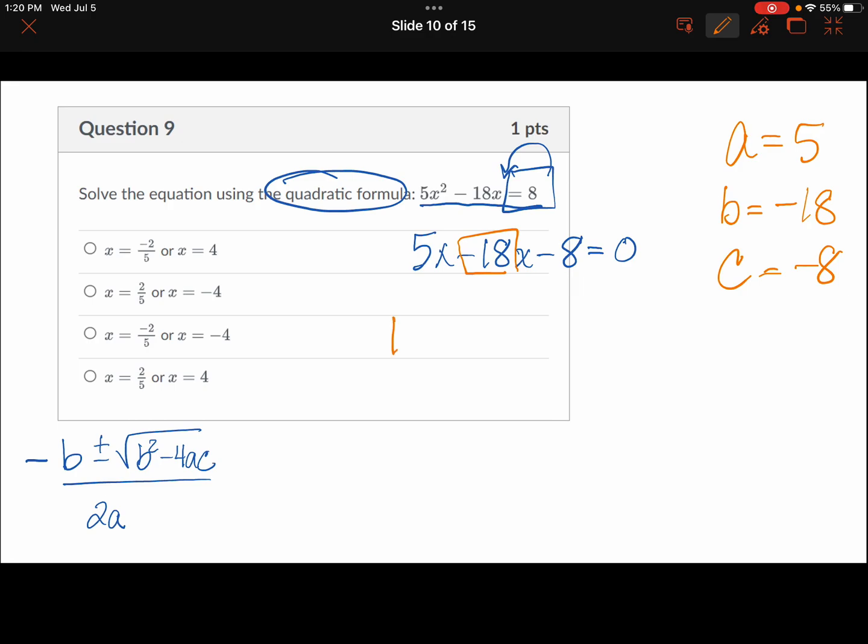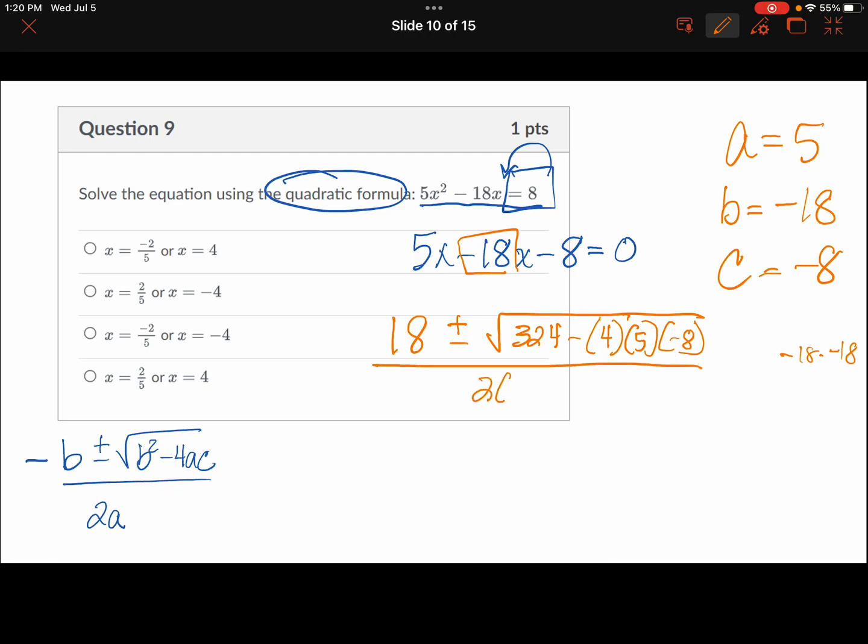So you're going to have 18 plus or minus the square root of b squared, which would be negative 18 times negative 18, which is 324, minus 4 times 5 times negative 8, all over 2 times 5. And then you're going to calculate this. A lot of people struggle with this portion under the square root. I always tell kids to look for a negative here.